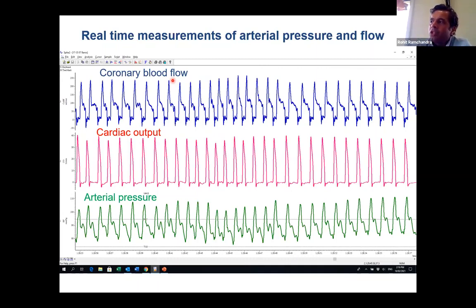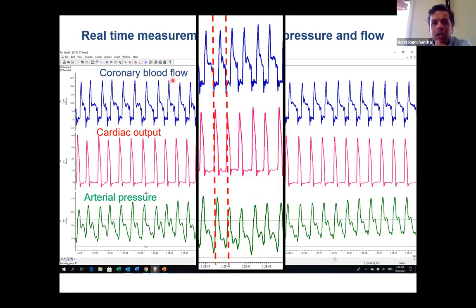We usually are just looking at changes in flow or cardiac output or pressure over a period of time, but you can also look at some really in-depth analysis.